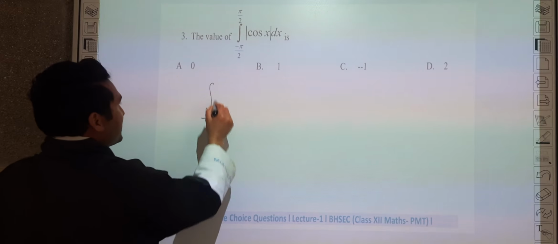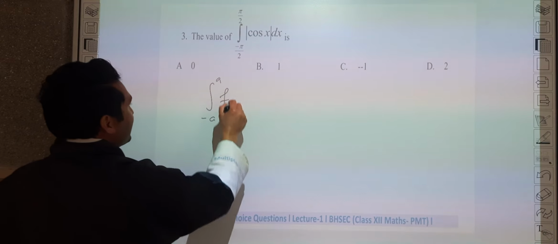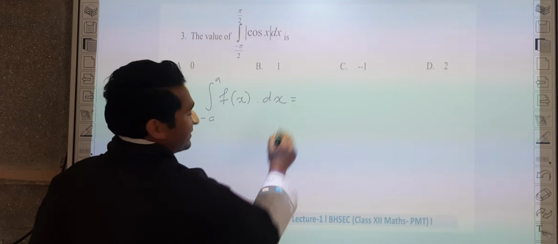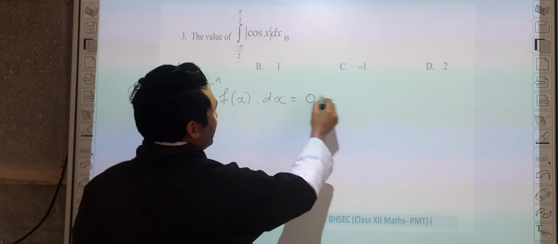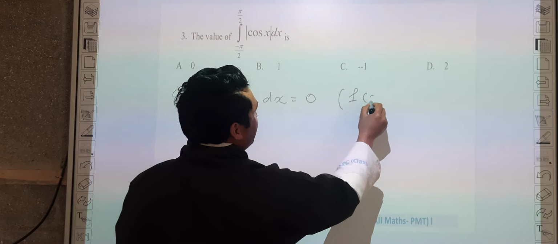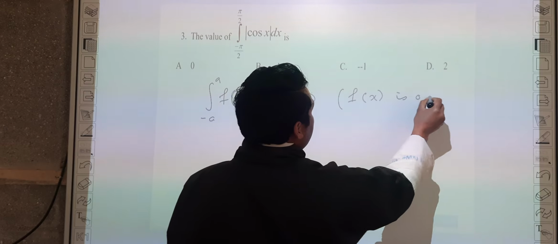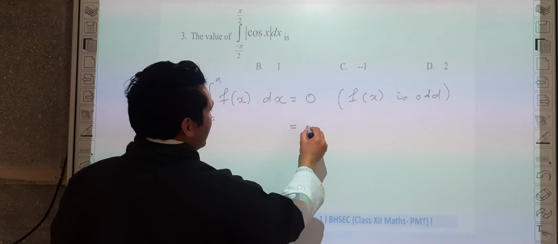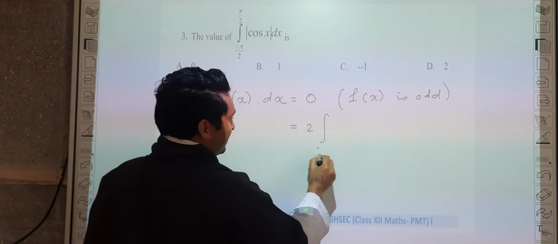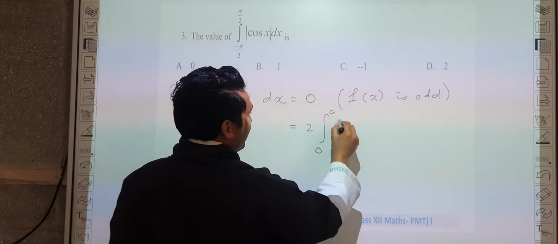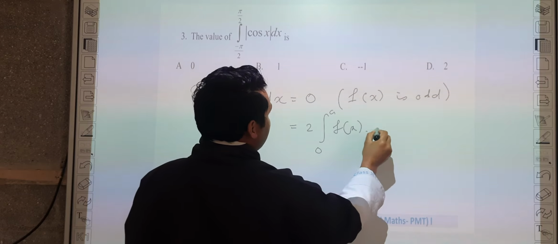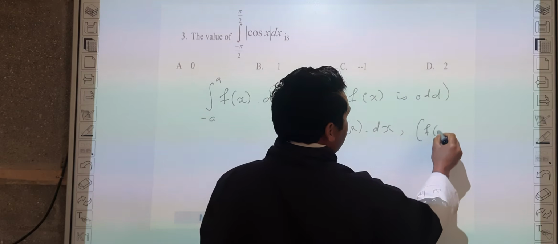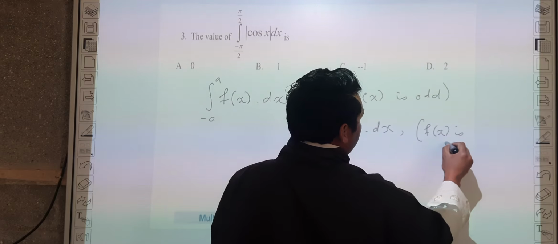the integral from minus a to a of f of x dx, then we have two possible things. Either it is equal to 0 if f of x is an odd function, or this is equal to 2 times the integral from 0 to a of f of x dx if f of x is even.